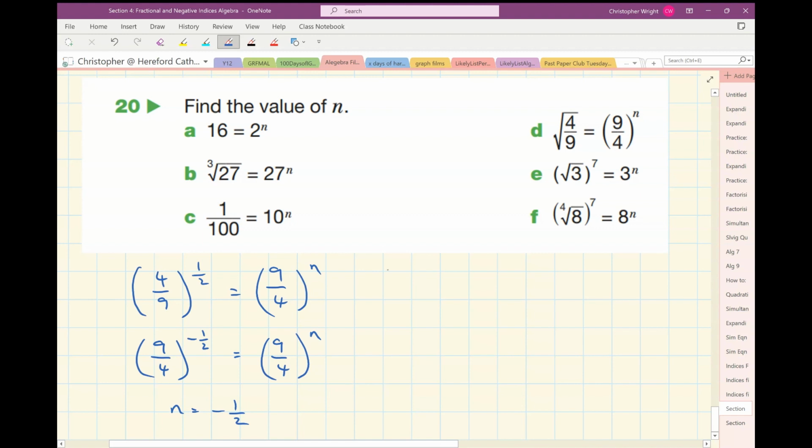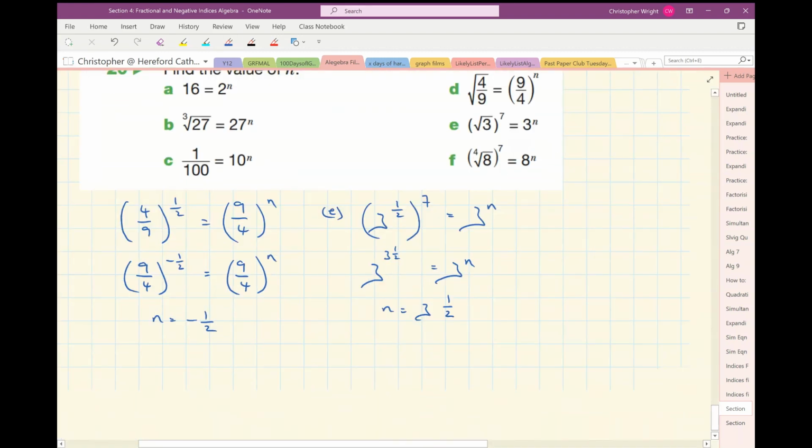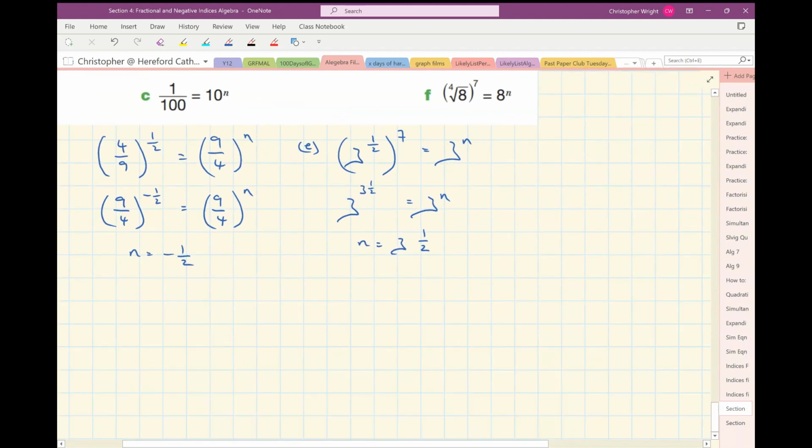Let's look at E. I've got 3 to the power of a half, to the power of 7, equals 3 to the power of n. Well, my left-hand side is going to be 3 to the power of a half times 7, 3.5, is 3 to the power of n, so n must be 3.5. Okay, and now I simply need to do part F. Let's have a look at that.